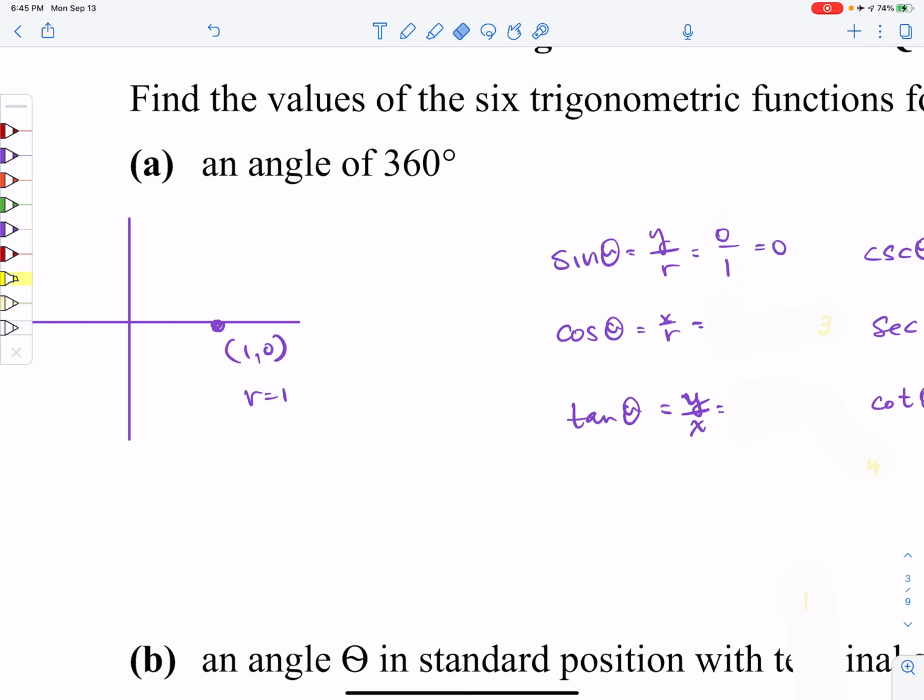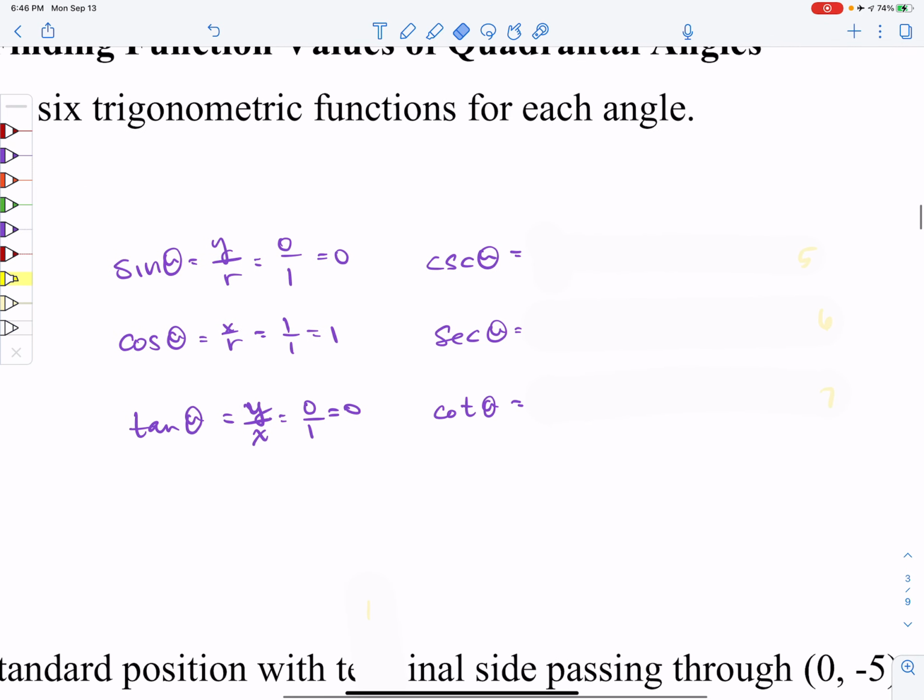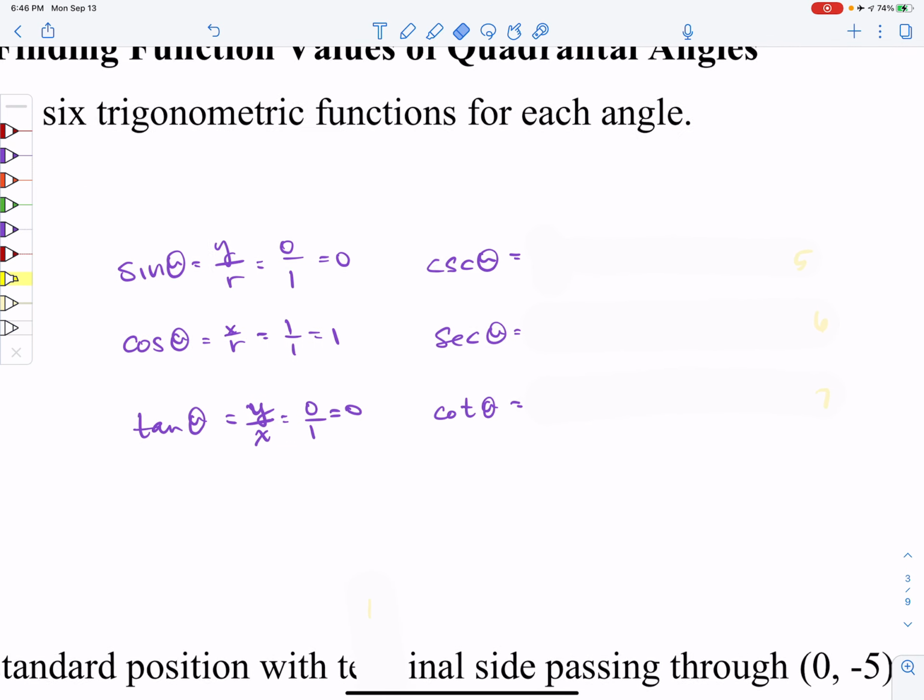Well, cosine is x over r, so I'm going to use my x value over my r value. That's 1 over 1, which is 1. And then tangent is going to be y over x, so y value 0 over x value 1. 0 over 1, again, that's 0. Now, I don't need the picture anymore, and I don't even need the reference triangle anymore.